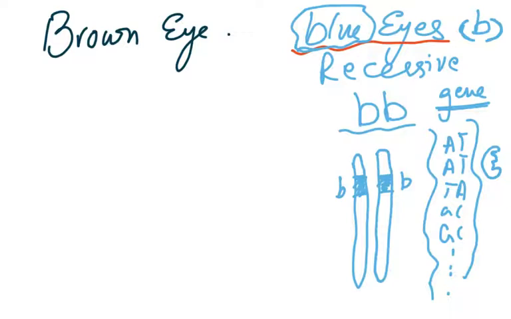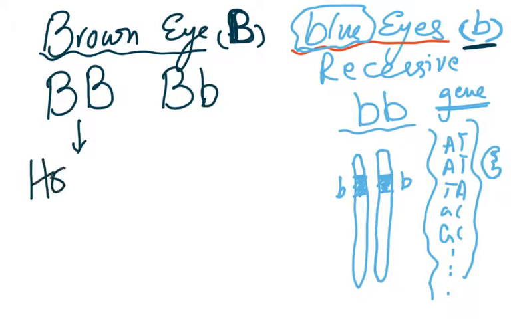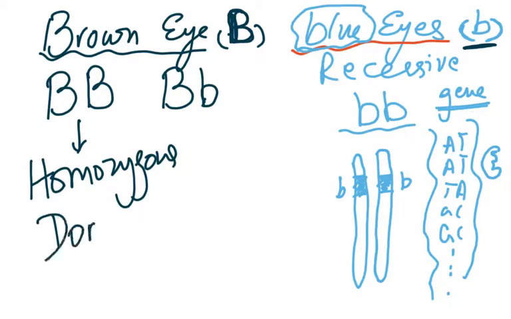Now, I must have written in the question that brown eyes is this. If I have written the capital letter, that means this is the dominant trait, and the small b is the recessive trait. So people with brown eyes, if I've given this clue in the question, are either capital B capital B or capital B small b. They can't be anything else. Now this is called homozygous dominant. Why? Because both are capital letters, and the capital letter usually shows a dominant trait.